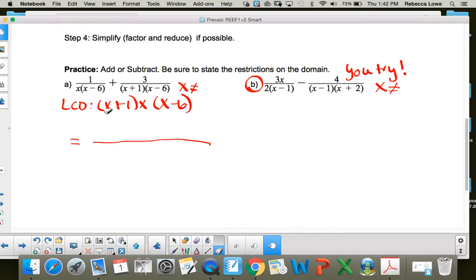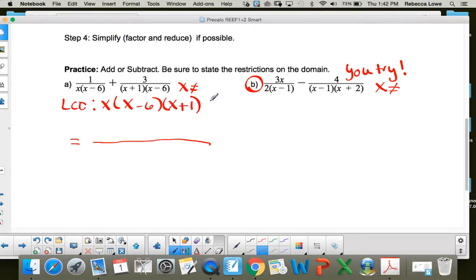Now you can also write that with the x in the lead, which is a little more proper. So x minus 6, x plus 1. Remember, it doesn't matter the order you multiply numbers or terms. So there's the common denominator. The restrictions are x cannot be 0, x cannot be 6, and x cannot be negative 1. So I'm going to rewrite that denominator.